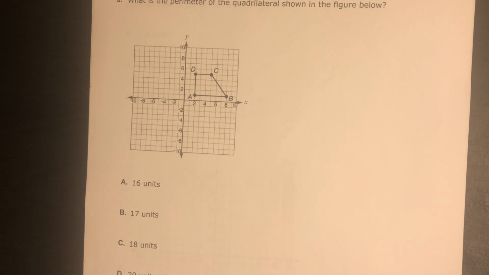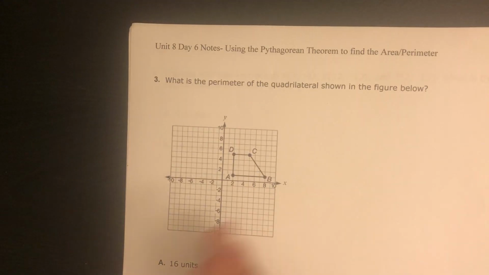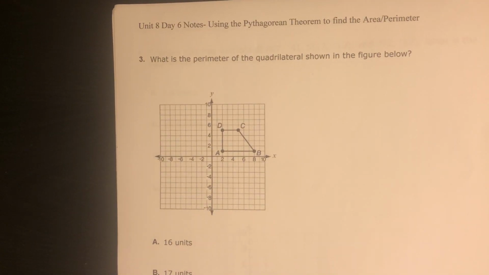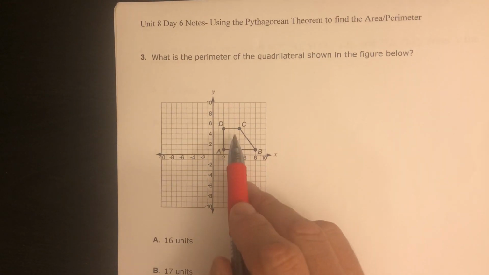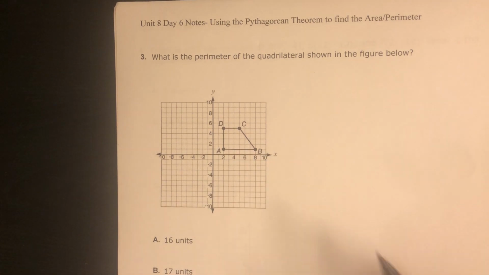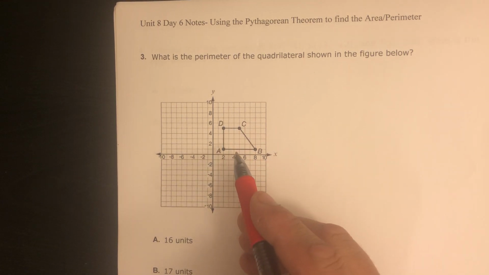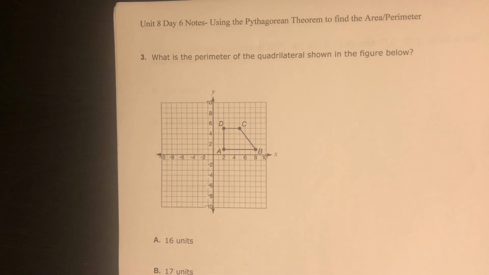Now, number three is asking you to find the perimeter of this quadrilateral shown in the figure below. Well, here's the good thing. If you notice, we only have one diagonal in this shape, which is CB. All the other measurements are either vertical or horizontal lines, which means we can go ahead and count that. So let's take care of DC.